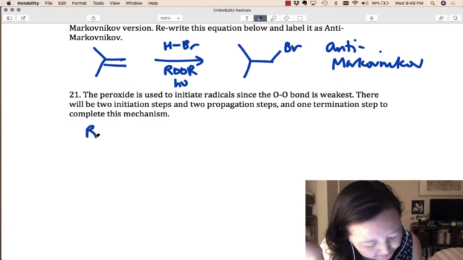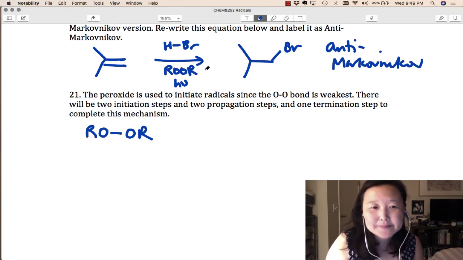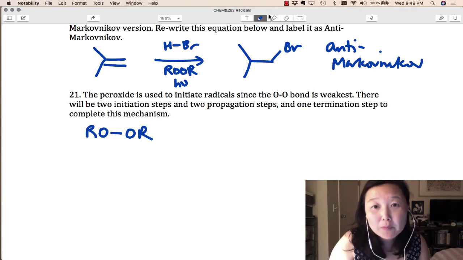The first thing is we need an initiator. And instead of Br2, we have HBr, but we have a little bit of peroxide in solution, and this is going to help us start the radical process. The reason why is this O-O bond is fairly weak. So this is a great initiator: with a little bit of energy, heat or light, we can break this homolytically.